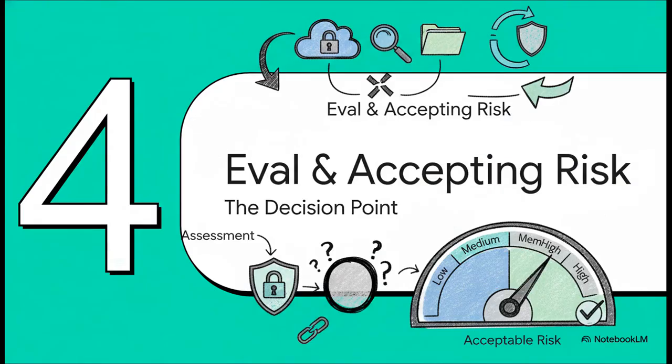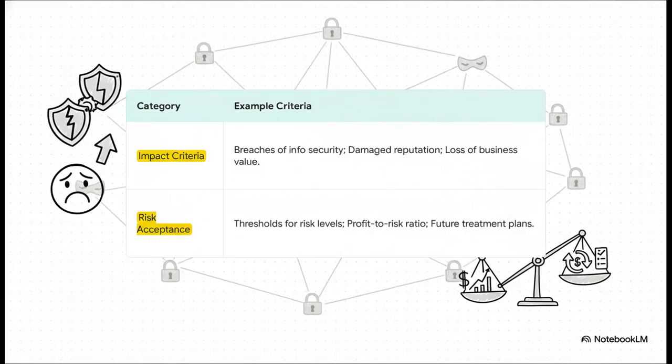All right, so you've found your risks. You've measured them. Now what? This is the decision point, where the rubber really meets the road. You have to decide which risks you can live with, and which ones absolutely have to be fixed. This table gives you a peek into how those decisions get made.